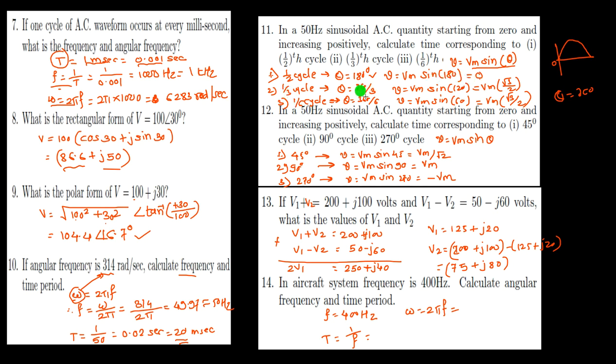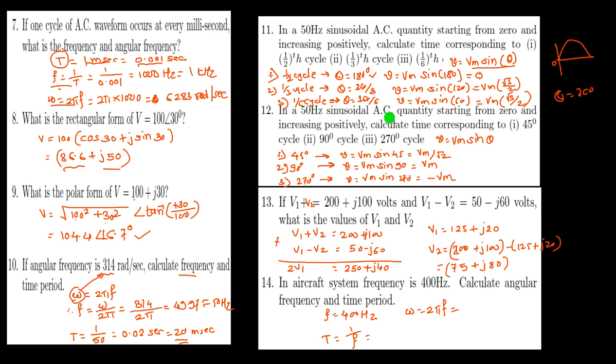At a 1/3 cycle, that is 360 divided by 3, that is 120 degree. So Vm sine of 120 will give you root 3 Vm by 2. When 1/6 of cycle, that is theta is equal to 360 by 6, that is sine of 60, it will give you root 3 Vm by 2.